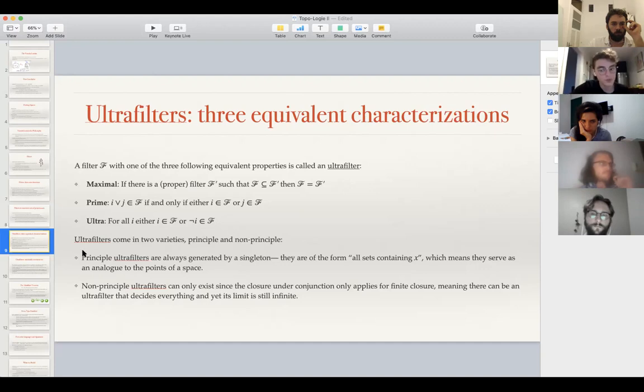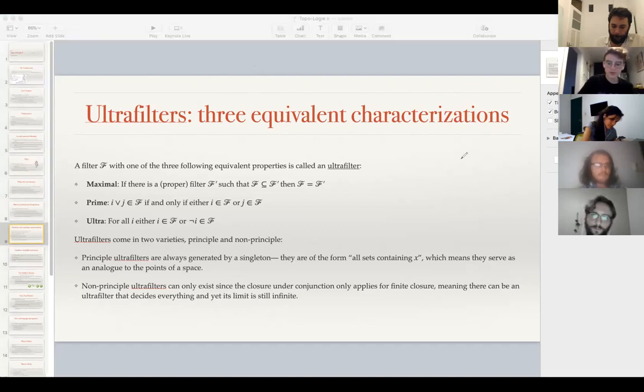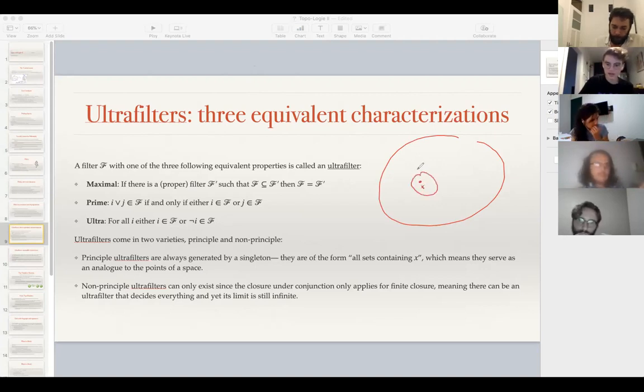So ultrafilters have 2 varieties, as we might know. There are principal ultrafilters, which are always generated by a singleton. I'll maybe do a little drawing. This is working. Oh, I unplugged it, that's fine. There you go. So for a principal ultrafilter, I have a space, and for a point x, it's literally just going to be every single set that contains x, whatever it looks like. It's going to be all of these.